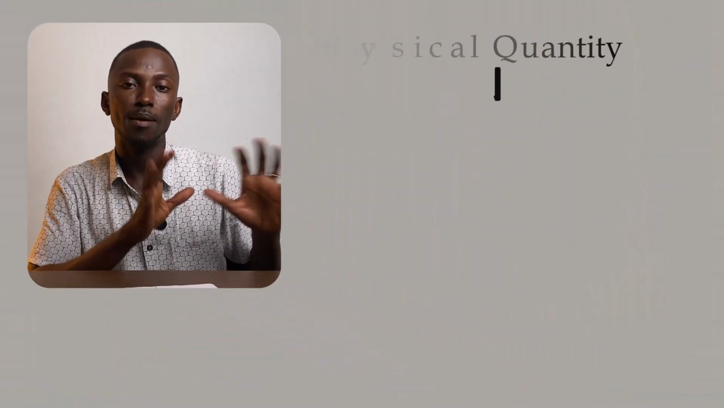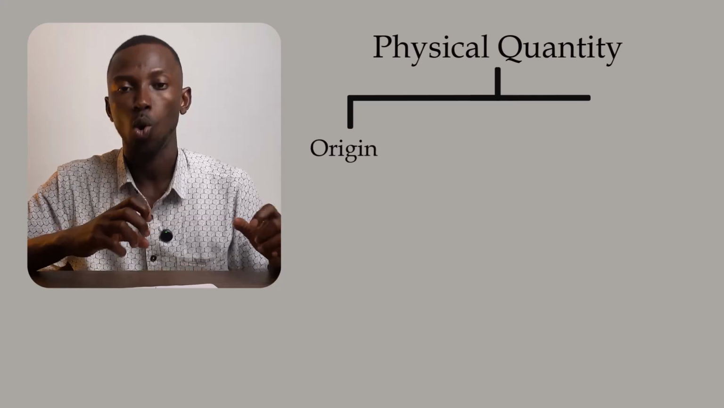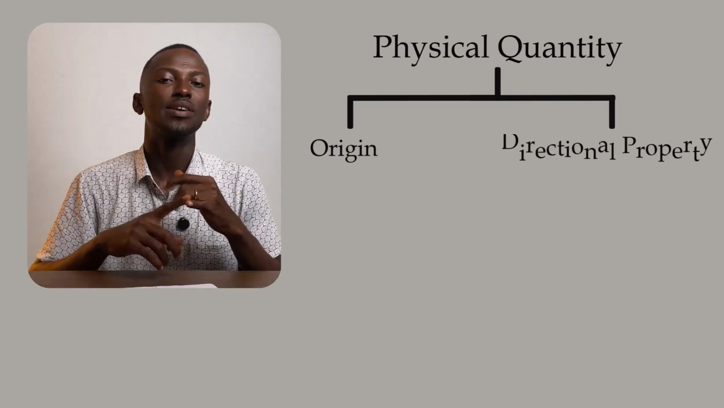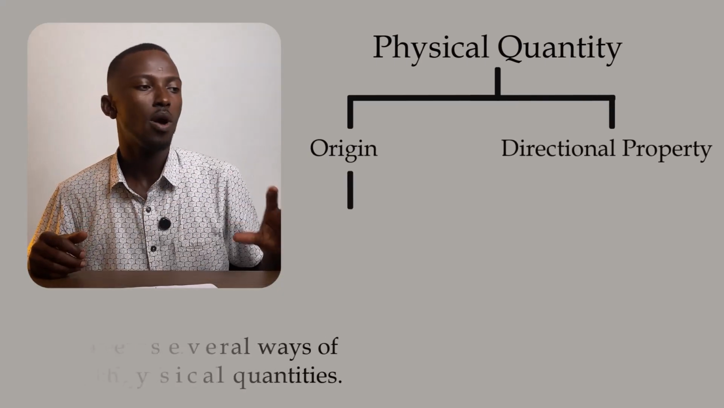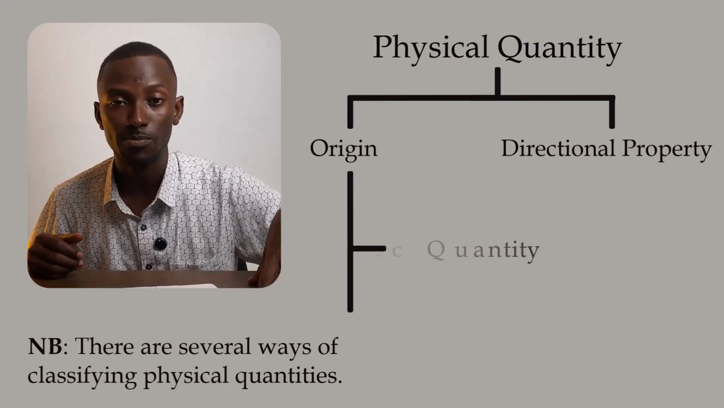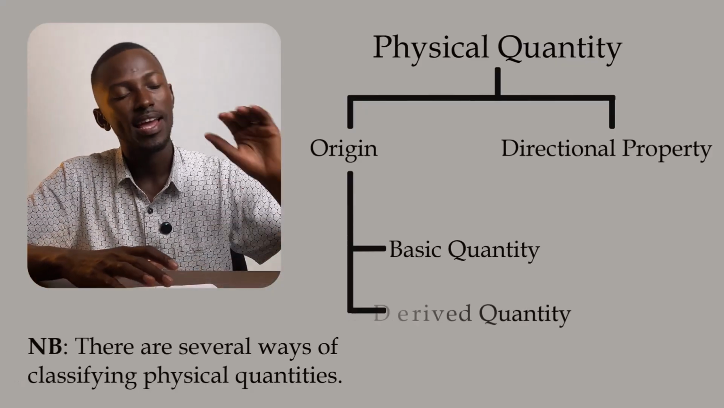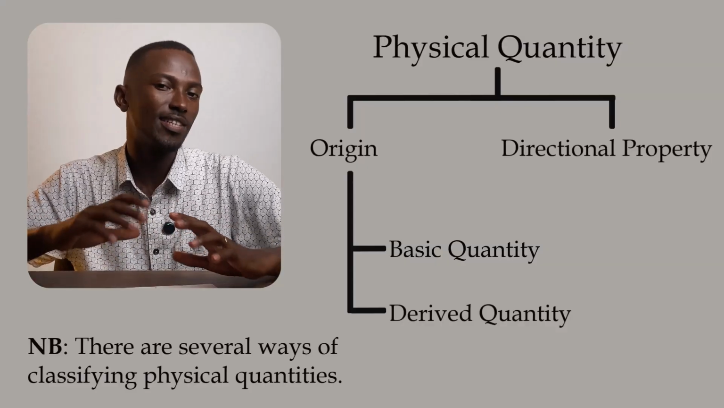So I think that is clear, right? And we've already looked at some examples of physical quantities like length, mass, distance, time, speed. All of these are physical quantities. When it comes to physics, physical quantities can be grouped based on certain criteria. We can group them based on their origin or based on their directional properties. When classifying physical quantities based on their origin, that's when we have derived units and basic units.